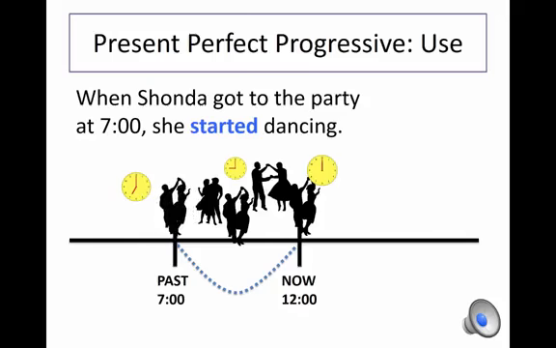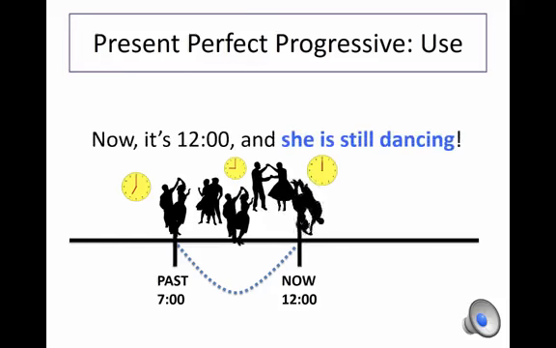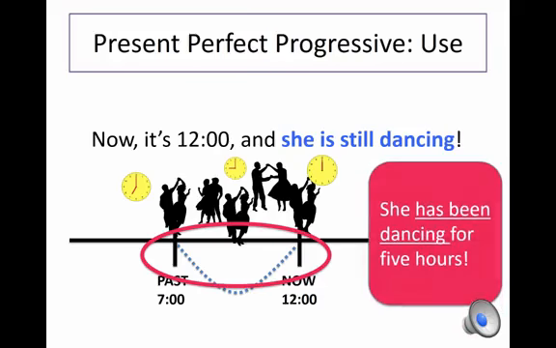For example, when Shonda got to the party at 7, she started dancing. At 9 o'clock, she was still dancing. Now it's 12 o'clock and she is still dancing. Who knows when she'll stop? So we use the present perfect progressive to show how long she has been dancing. She started in the past and she's still doing it. She has been dancing for 5 hours. She must be exhausted.